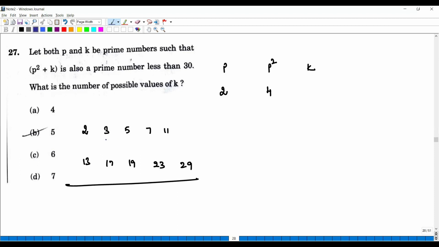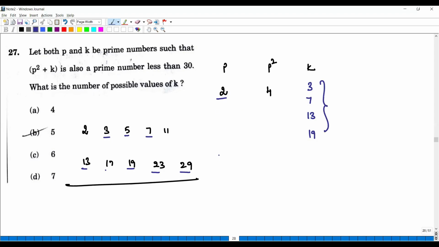So 4 plus, I can take 3. 4 plus 5 is 9. 4 plus 7 also I can take. 4 plus 11 I can't take. 4 plus 13 also I can take. 4 plus 17 is 21. 4 plus 19 I can take. 4 plus 23 I can't. 29 I can't. So when p value is 2, there are 4 values possible.